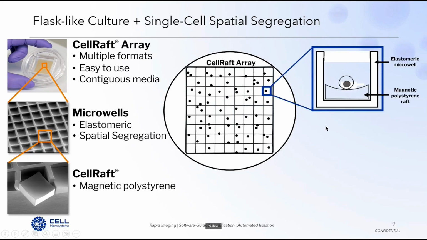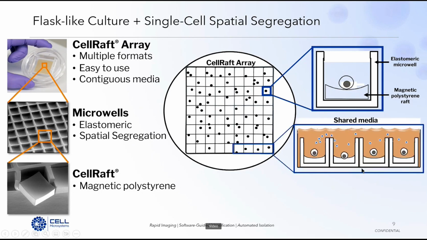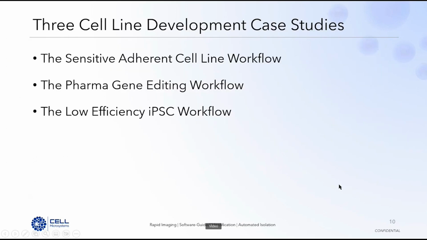So what you can see in the cartoon in this cross section here is that when you seed your cells of interest in the CellRaft array, they settle into the elastomeric microwell onto that magnetic polystyrene cell raft, where they can attach and grow as adherent or suspension cells. And importantly, all of those microwells are sharing a contiguous media volume, so we maintain that shared media while also allowing for single cell spatial segregation and clonal formation.